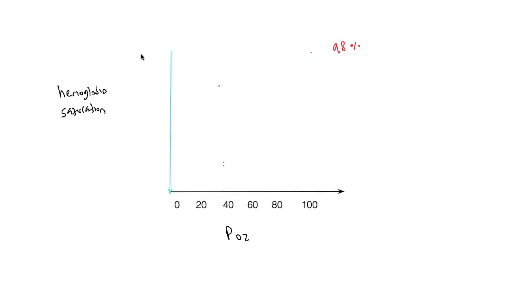So I'm just gonna do 100, 90, 80, 70, 60, 50, 40, 30, 20, 10, 0. Okay, anyways, so now we're going to have factors influencing Hb affinity for O2. Sorry for the sloppy writing, but it's on the outline.